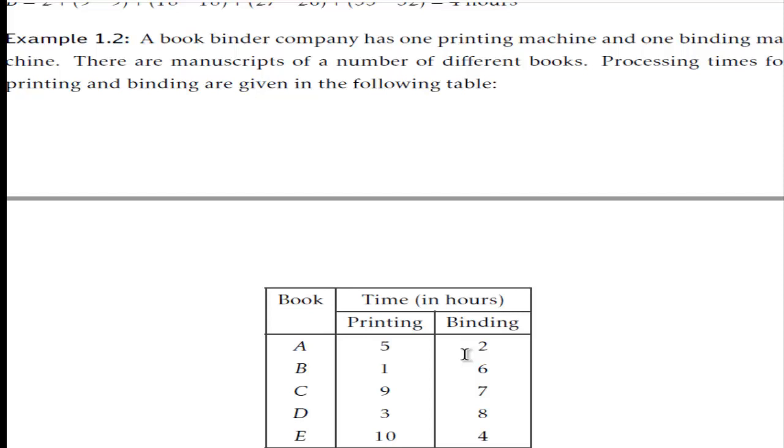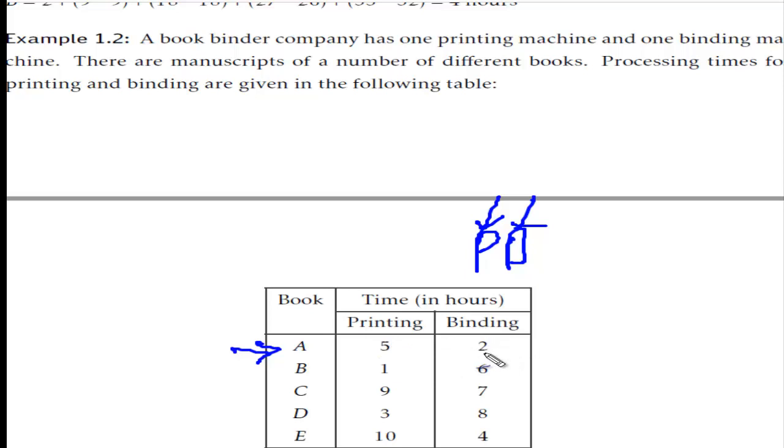Because the scenario is in the form of A, B. If this is, say for example, P and this is B, so it is like PB. We have to do first printing, then binding. If there is no printing, how can you bind, right? So binding has to be after printing. But the question is, if you're trying to assign the job of a manuscript at the same time for binding and printing, binding has to wait, right?